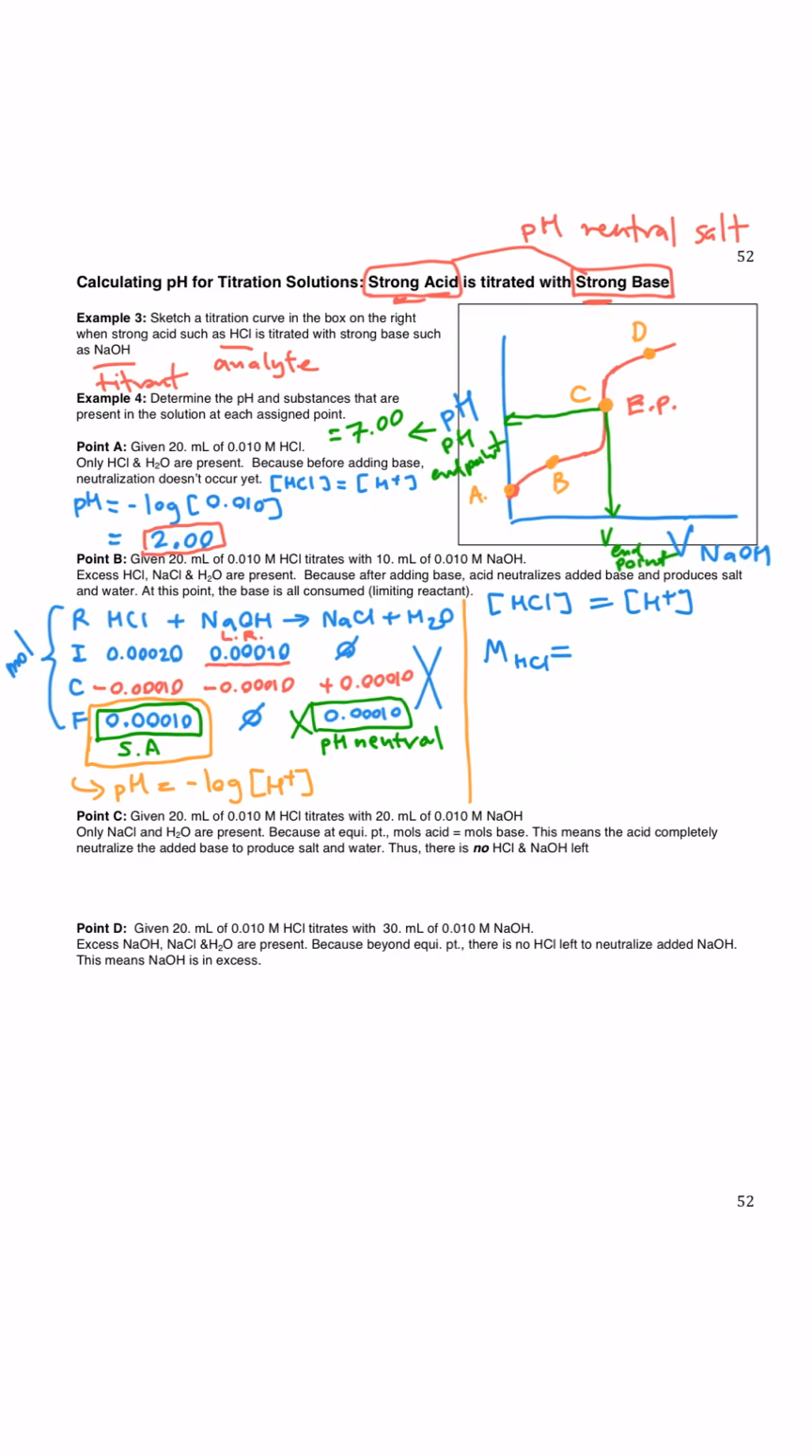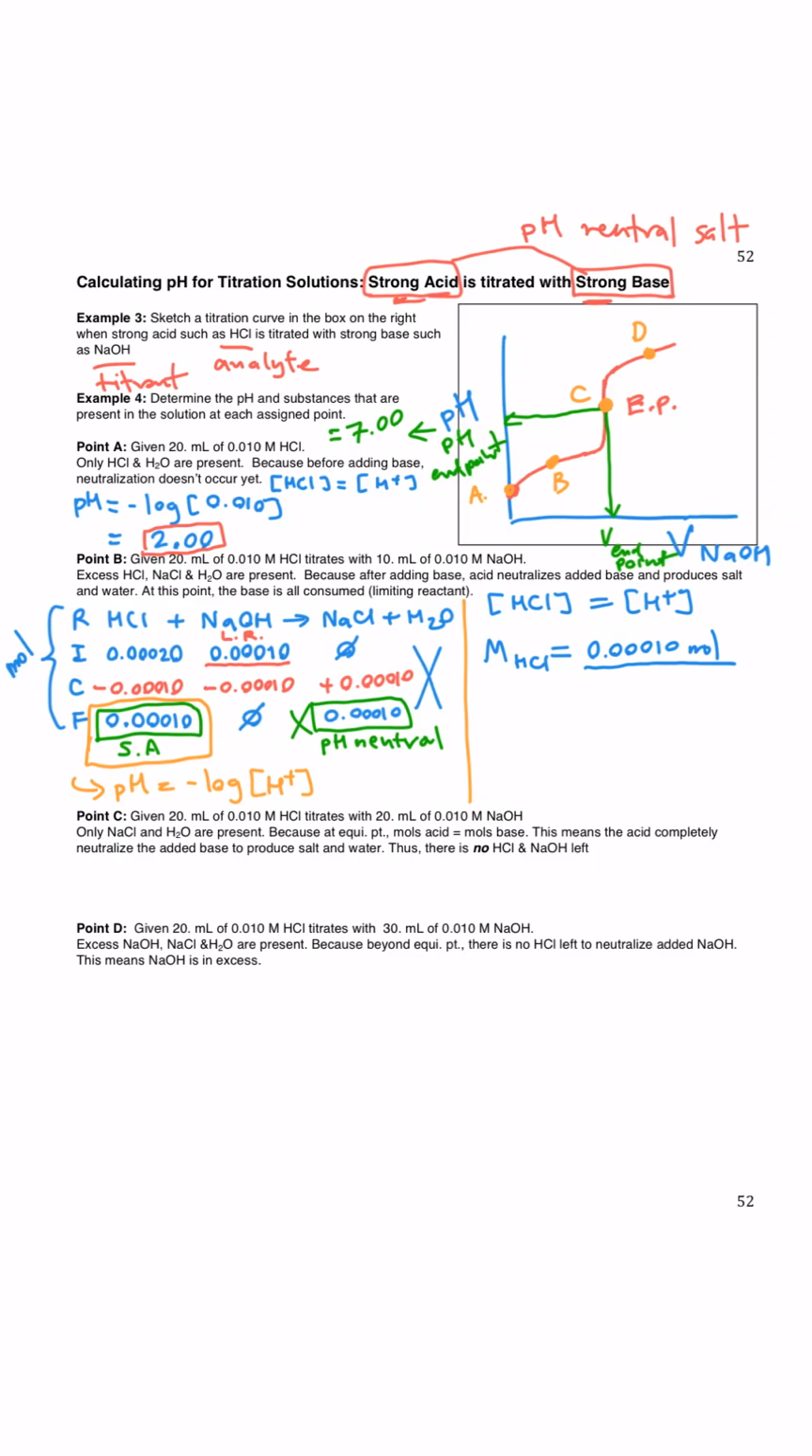At this point, we have only 0.00010 mole. We are going to divide this mole by the liter of the solution. In this case, if you think about it, initially we have only 20 milliliter of HCl, but then we are adding another 10 milliliter of sodium hydroxide into this solution. Therefore, the total volume at the end would be 30 milliliter.